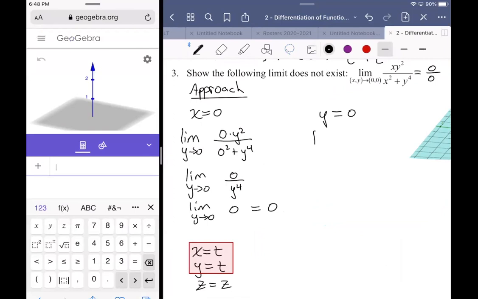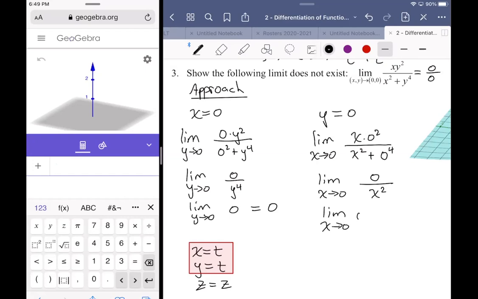So limit as x approaches 0, x is on the move now, y is held constant, x times 0 squared over x squared plus, that's not even a plus, geez, 0 to the 4th. So limit as x approaches 0 of 0 over x squared. Same deal, limit as x approaches 0 of 0 is 0. All right, so no help there.